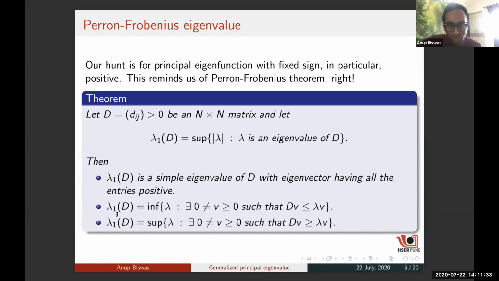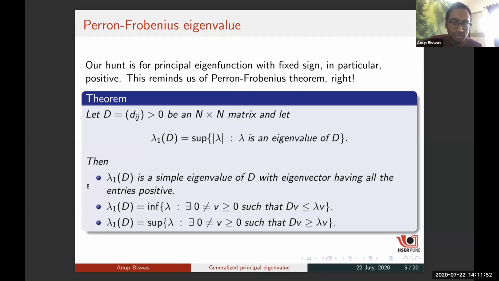This is actually going to be useful in the later part of the talk. In fact, this is something we are going to make use of. So you see, I can also define the principal eigenvalue with any of these characterizations that we have in the last two lines.